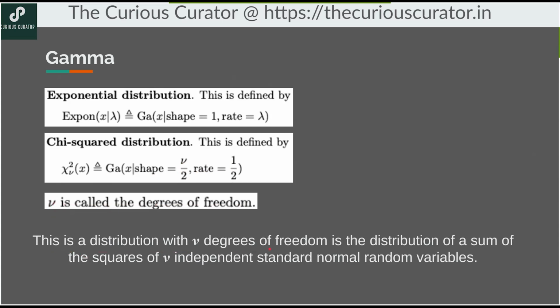Chi-square is basically a distribution of a random variable. And what is that random variable? It is a random variable which is the sum of squares of standard normal distributions. How many of them? V of them. So you have V independent standard normal random variables, you square them, you add them, and you create a new random variable that follows chi-square. That's the meaning of degree of freedom in chi-square. So basically gamma is a generalization of these two things, right? So that's that.